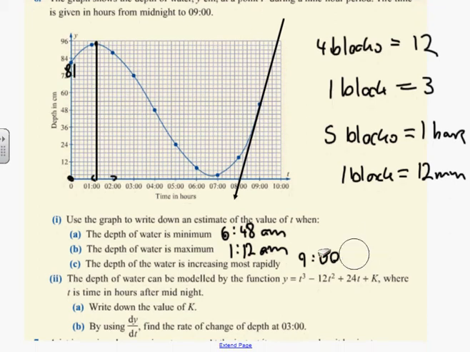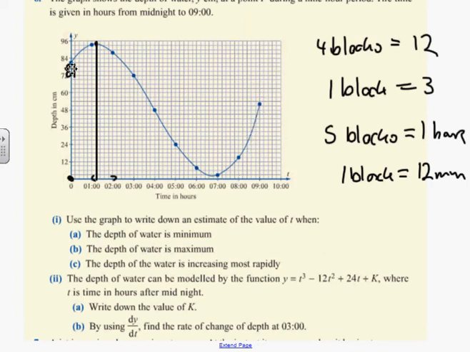The depth of the water can be modelled by the function t cubed minus 12t squared plus 24t plus k, where t is the time in hours after midnight. Write down the value of k. Remember what I said straight away is that what you can do is, see this up here. What value did I say that was again?